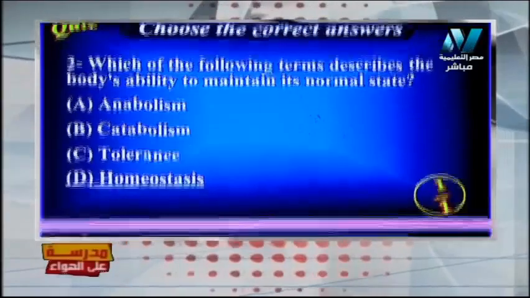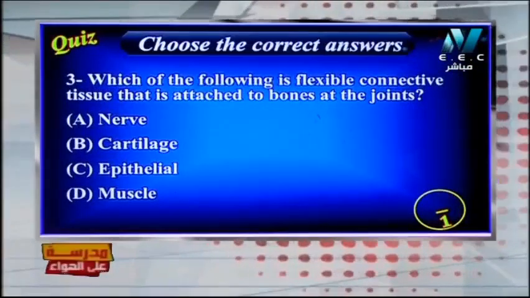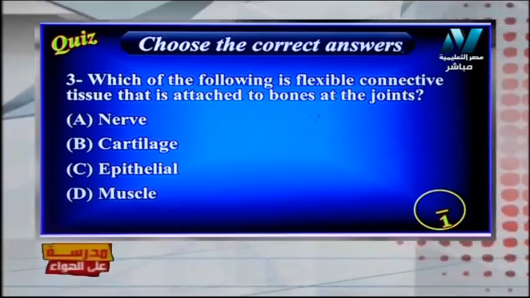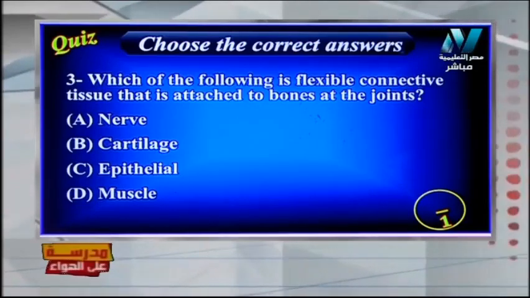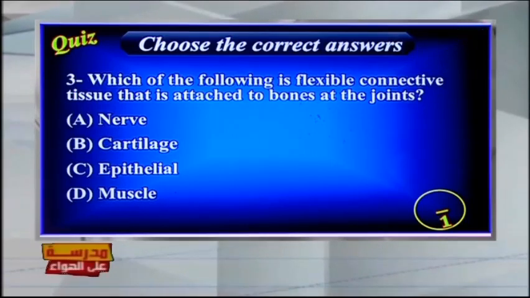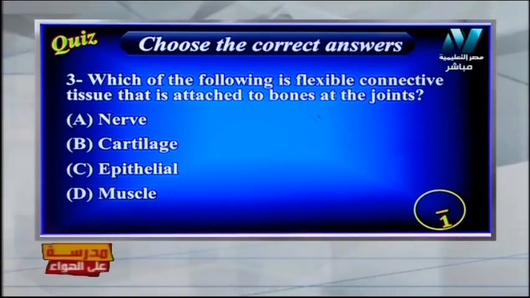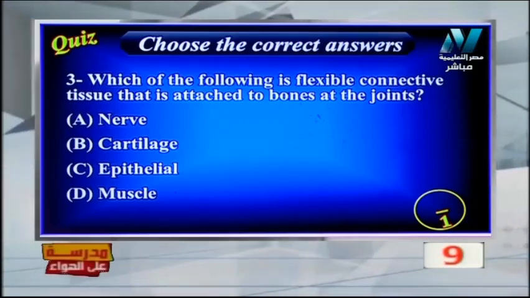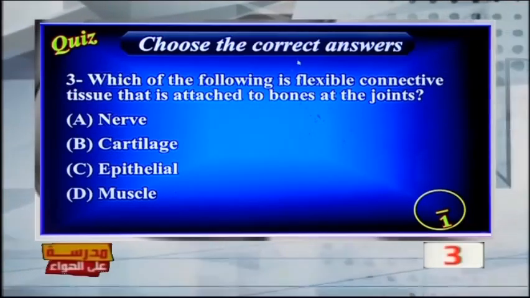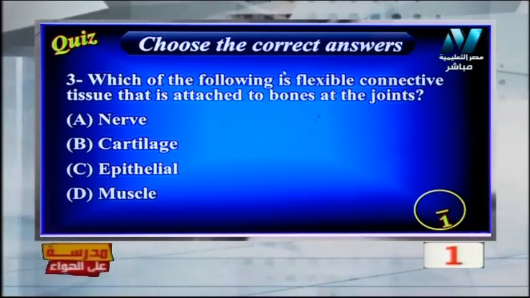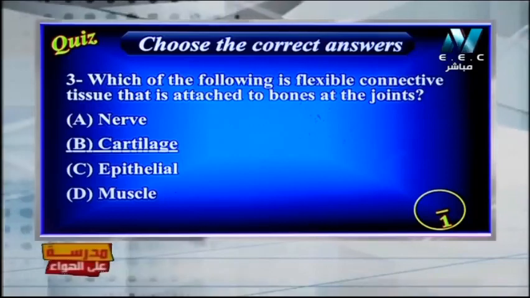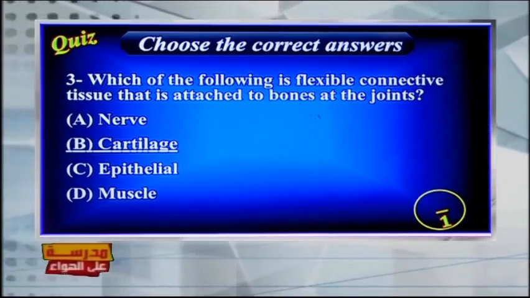Question number 3 says: which of the following is flexible connective tissue that's attached to bones at the joints? The choices are nerve, cartilage, epithelial, muscle. 10 seconds for the right answer. The answer is cartilage, which is a flexible connective tissue that attaches to bones at the joints.